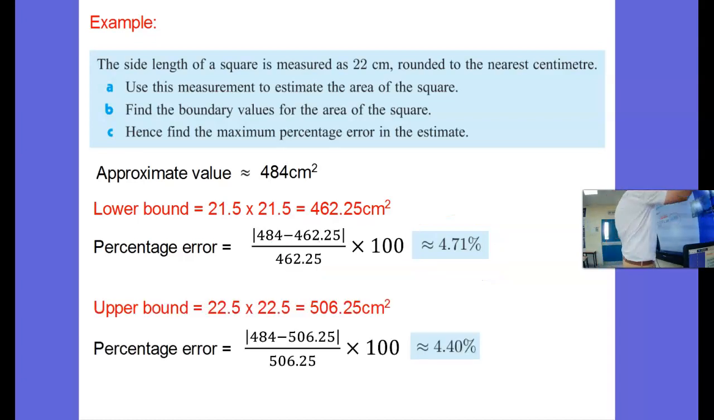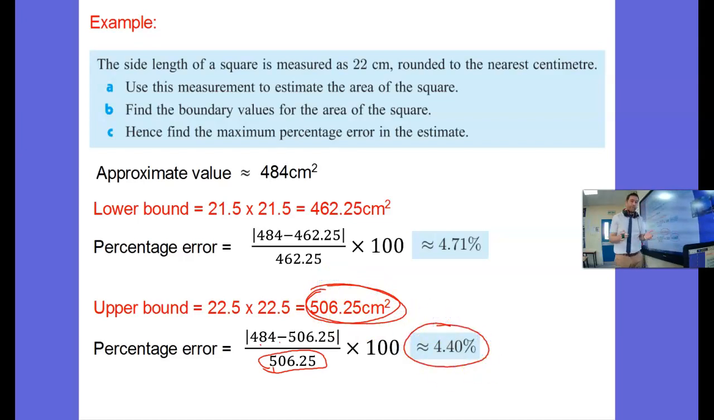Now we're going to do the same if the square had those maximum lengths, so if it was 22.5. There is our upper bound. We'll subtract it from the estimate for the area, then do that as a percentage of the exact value. Well, we don't have an exact value, but what if this was the exact value? If this was the exact value, the percentage error would be 4.40%.